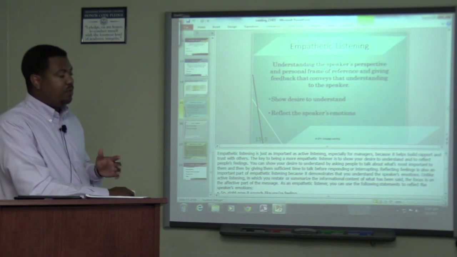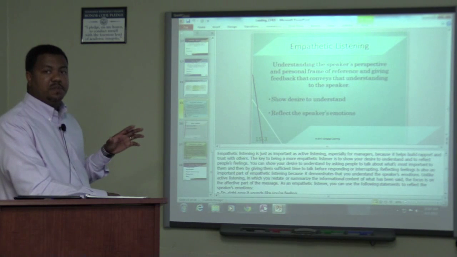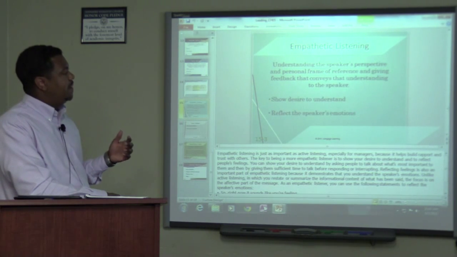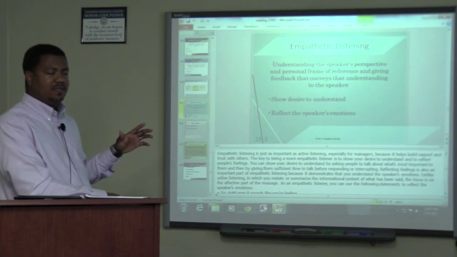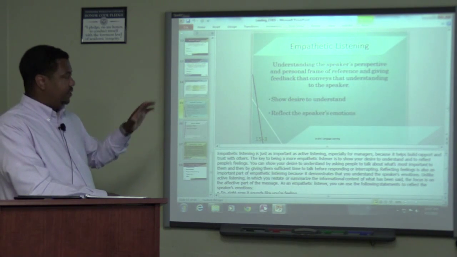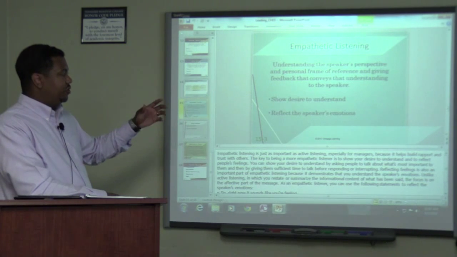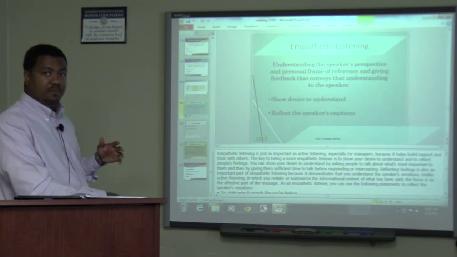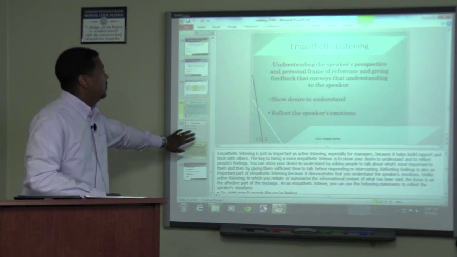Empathetic listening is also important, being able to understand the speaker's perspective of what they're communicating, understand their personal frame of reference, and give feedback that conveys that you truly understand the emotional state that individual is in during that time, showing your desire to understand, and then reflecting the emotional standpoint that they're communicating.